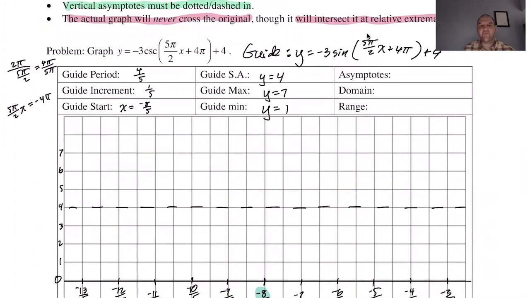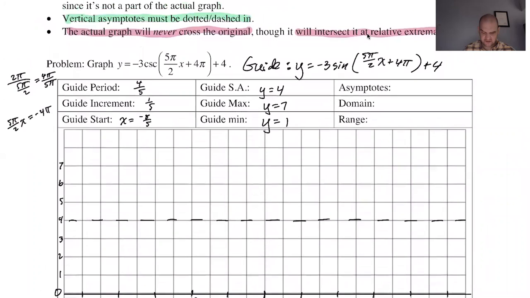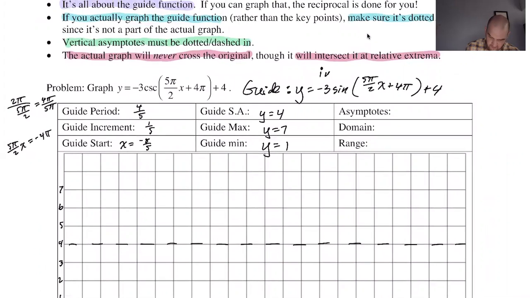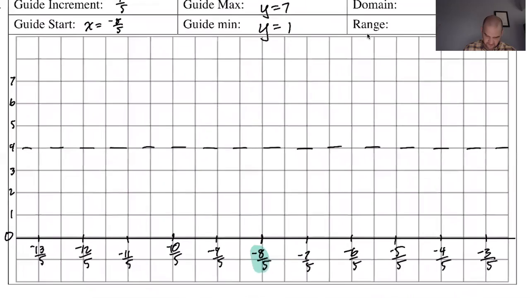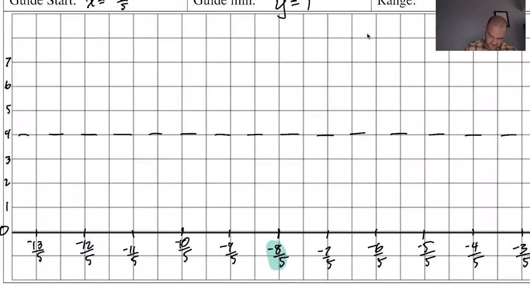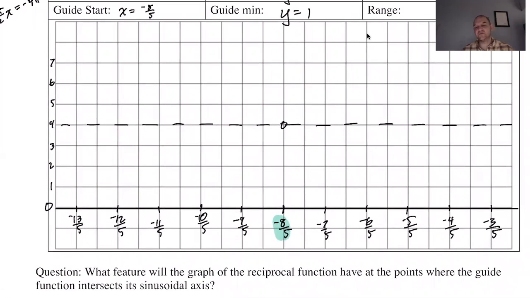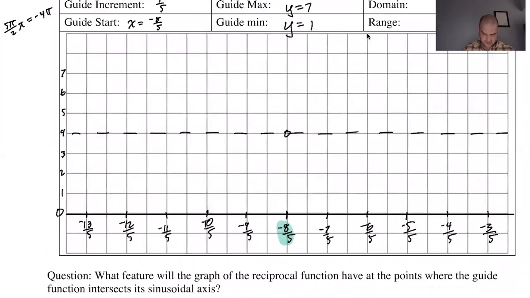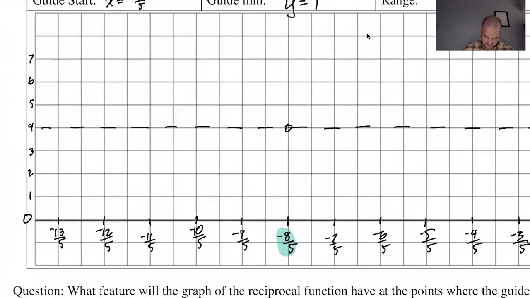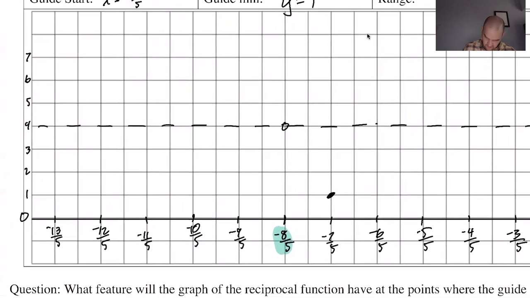All right, so focus on the guide, right? So it's a sine function, it's negative, it's gonna go intercept, minimum, intercept, maximum, intercept. So the guide function will have an intercept at x equals -8/5. So what I'm gonna do, because I'm thinking way ahead here, I'm gonna make that an open circle. Now, anytime I hit the sinusoidal axis, I'm gonna do an open circle. Anywhere it's a max or min for the guide function, closed circle. So we're gonna go, where are we? So here, then open circle, then here, then open circle.